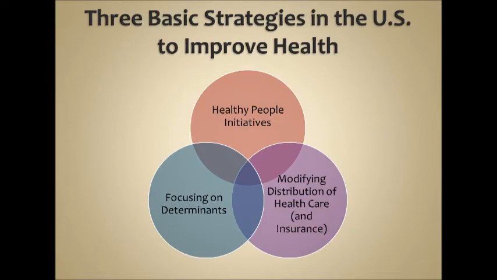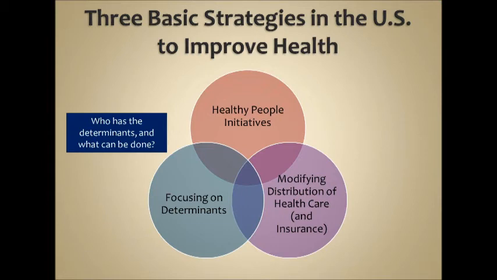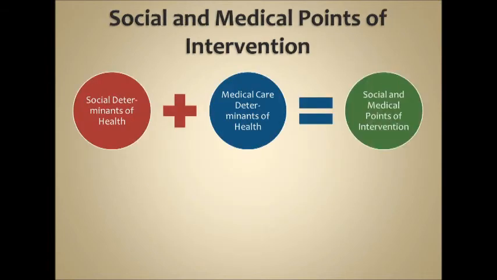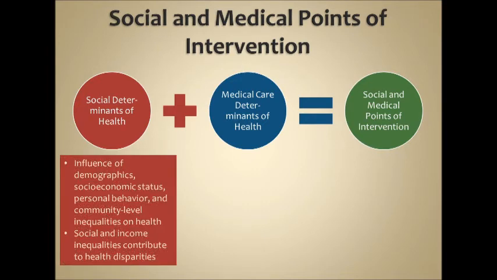The third of the three basic strategies in the U.S. to improve health involves focusing on determinants. Who has the determinants? And what can be done to remove determinants of bad health from these people? In order to answer that question, we classify things in this way. We look at social and medical points of intervention. We look at social determinants of health, so social things that determine bad or good health, and then we add to them medical care determinants of health, and then between those we end up with some social and medical points of intervention. For example, social determinants of health may include demographics, socioeconomic status, personal behavior, community level inequalities on health.